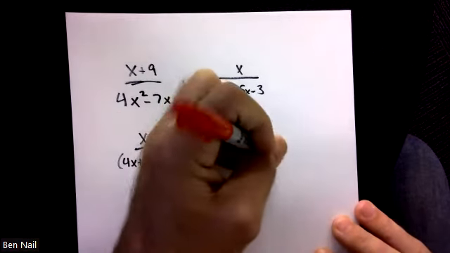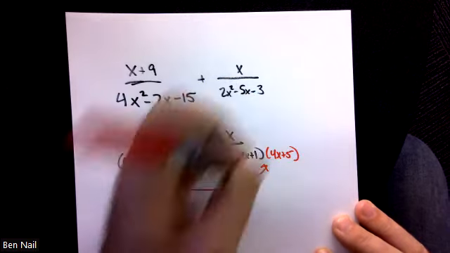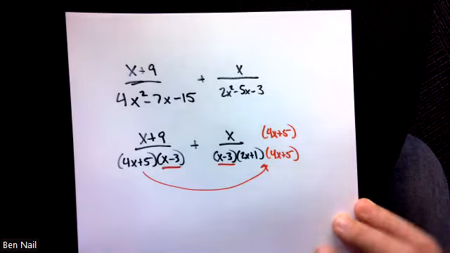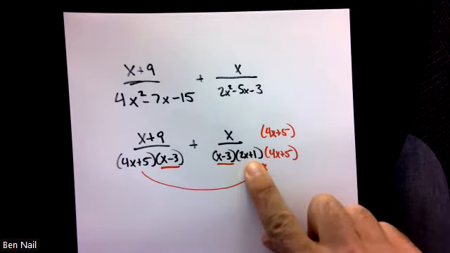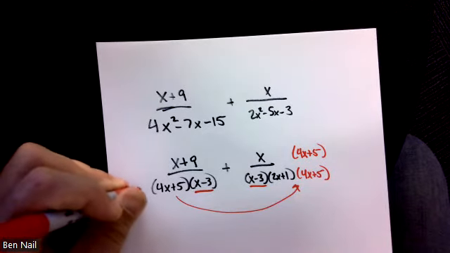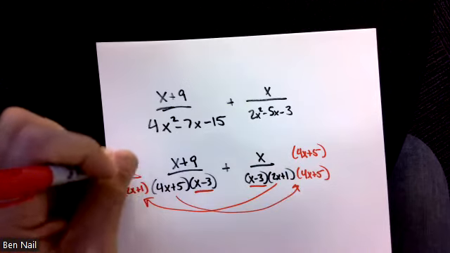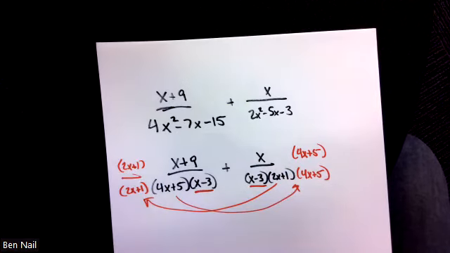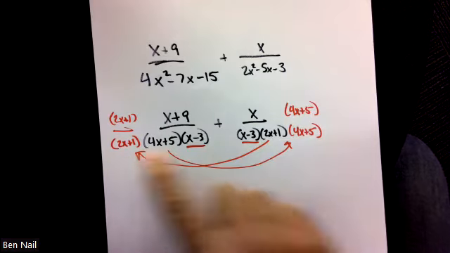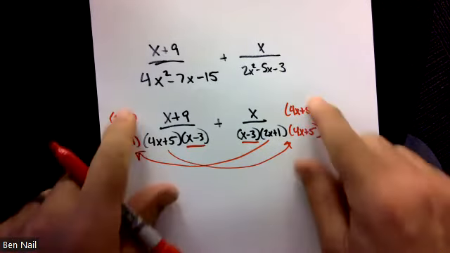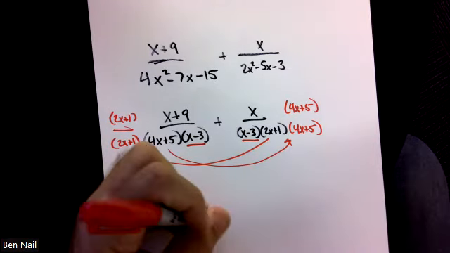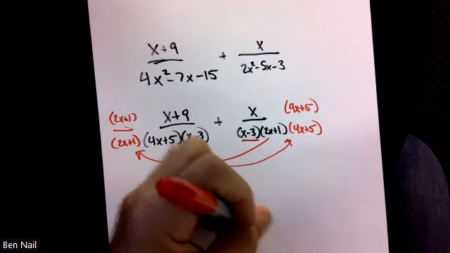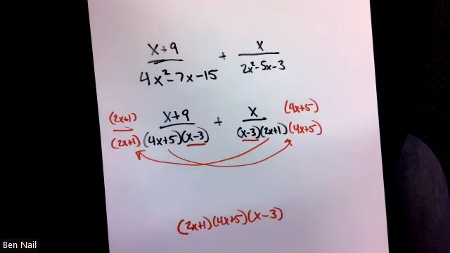So I got to multiply it. Whatever you multiply to the bottom, you got to multiply to the top. This 2x plus 1, I've got one of those here. I need one of those over here. Multiply that. Again, whatever you multiply to the bottom, you got to multiply to the top. But now we've got that common denominator. So this is the only thing that we needed to multiply in order to get that 2x plus 1, 4x plus 5, and x minus 3. So that's my common denominator.